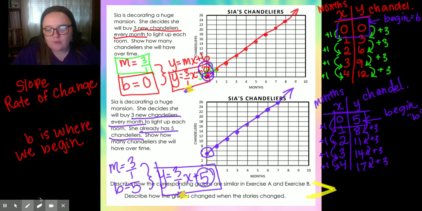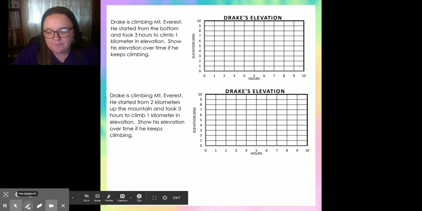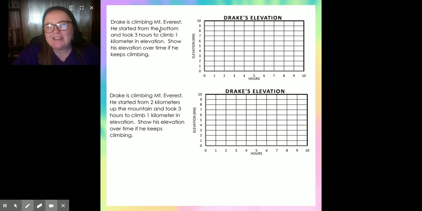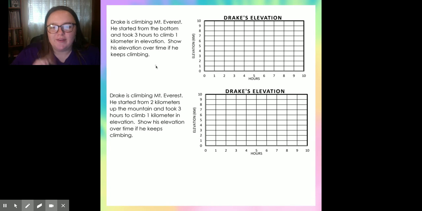Okay, quick little wrap-up questions there. We were talking about those already. So I'm going to go ahead and erase this and put us on to our last example. We're going to go through this one just like we did. It says, Drake is climbing Mount Everest. He started from the bottom and took 3 hours to climb 1 kilometer in elevation. That sounds important. 3 hours to climb 1 kilometer. Show his elevation over time if he keeps climbing.